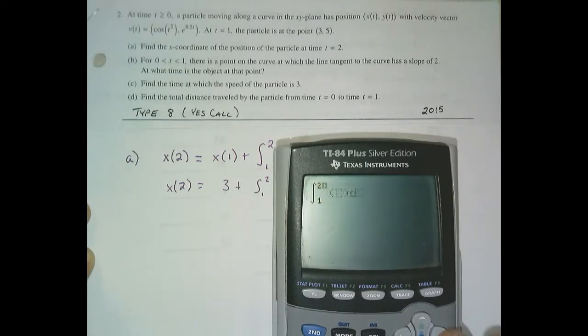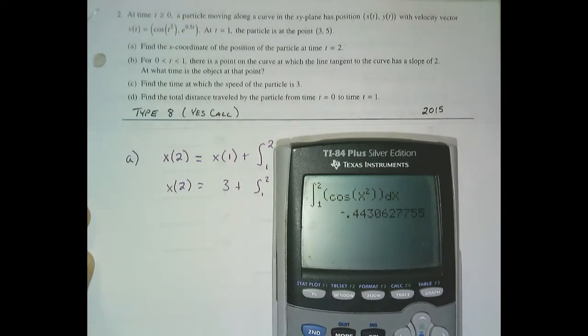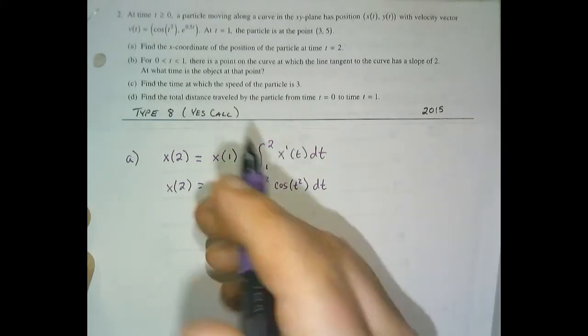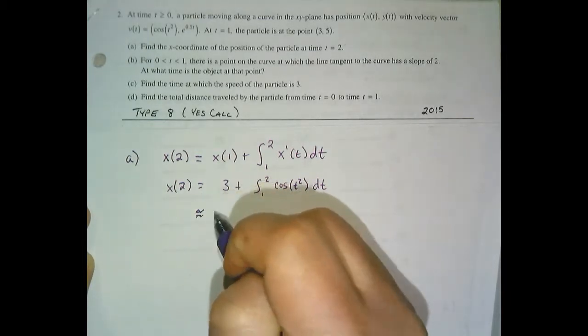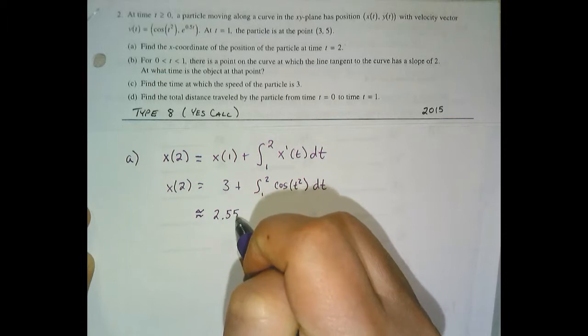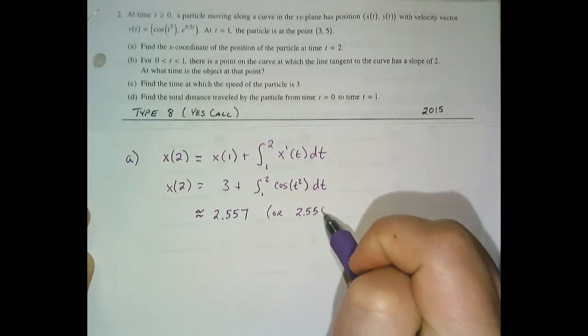1 to 2 of cosine of x squared. I'm in function mode, that's why it's an x. That gives you a value, actually double check, we're in radian mode, okay. That gives you a value of negative 0.44, so if we do 3 minus negative 0.44, we get approximately 2.557, or if you go the truncating route, 2.556.